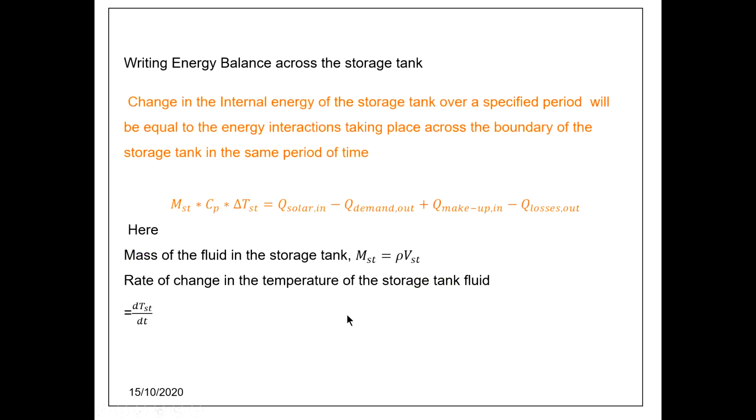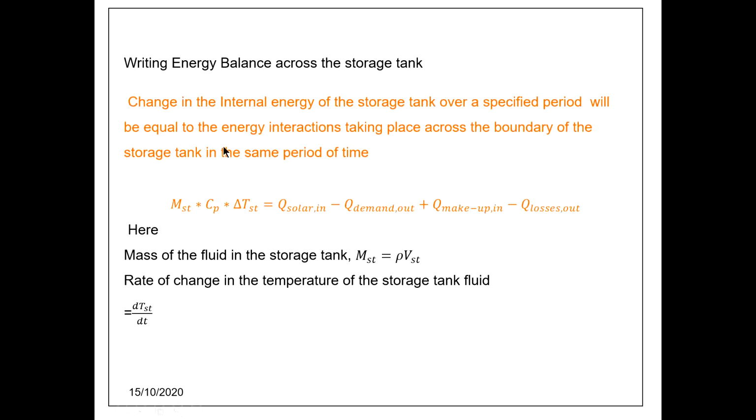So if we write an energy balance across the storage tank, the energy must be conserved. So change in the internal energy of the storage tank over a specified period will be equal to the energy interactions which are taking place across the boundary of the storage tank. Of course, in the same period of time, that period may be say 1 minute, 1 hour, or 1 day, or maybe 1 second. Whichever the time period, the energy interactions must be balanced.